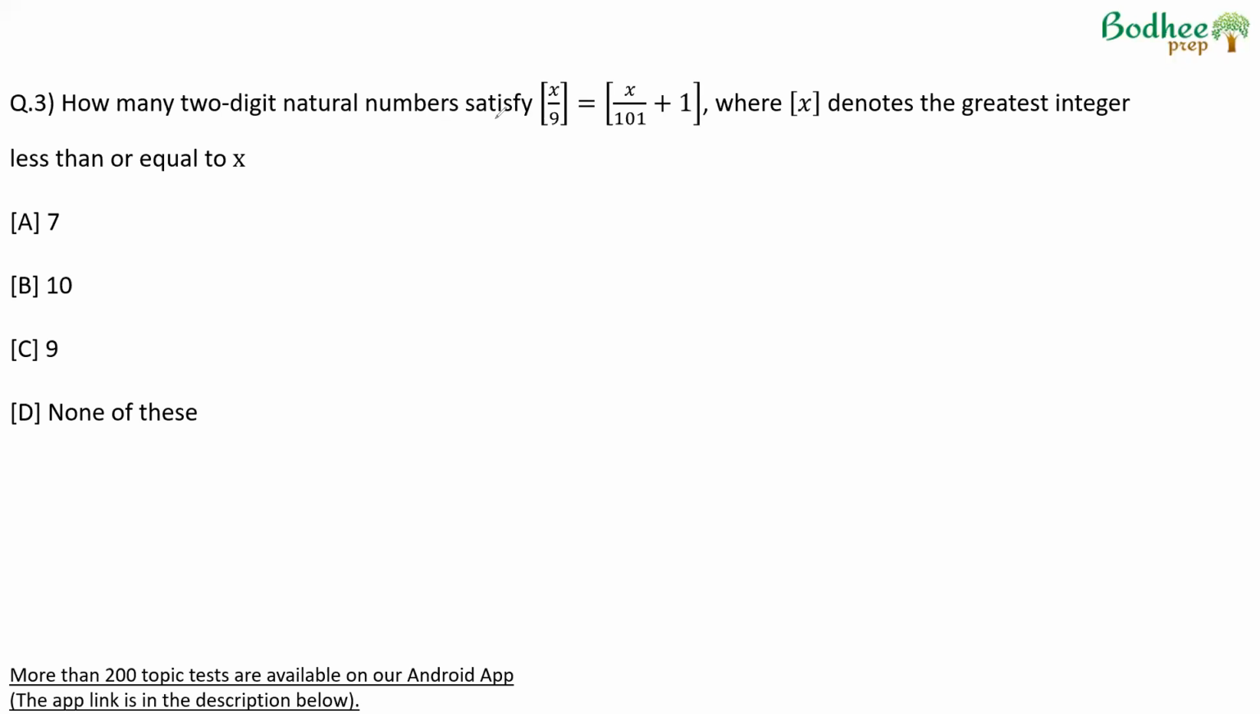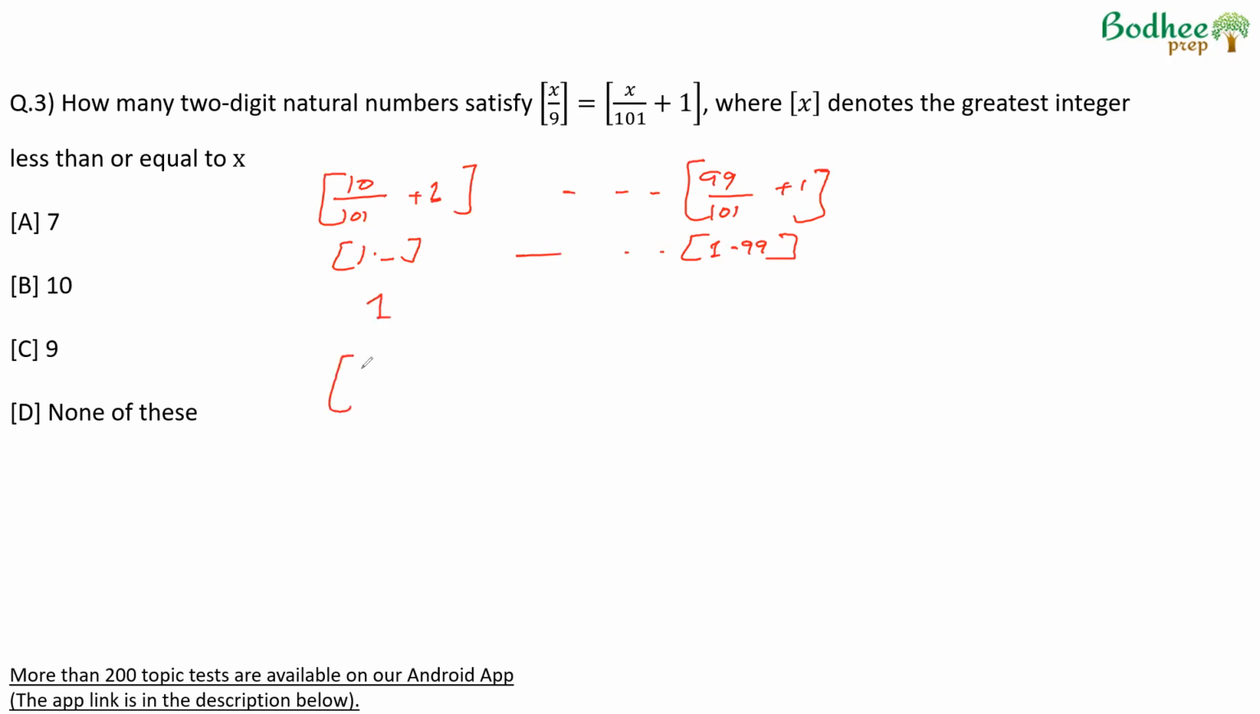How many two-digit natural numbers satisfy greatest integer function of x by 9 is equal to greatest integer function of x upon 101 plus 1? Here the brackets denote the greatest integer function. Now, for any two-digit number, from 10 upon 101 plus 1 up to 299 upon 101 plus 1, the right-hand side in all cases will be 1 point something, and the last term will also be 1.99 or something. In all of the cases, the value that the right-hand side will return is 1.